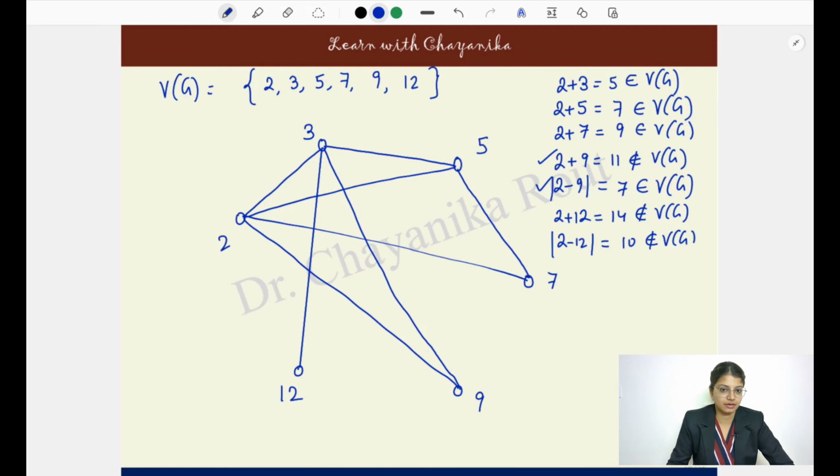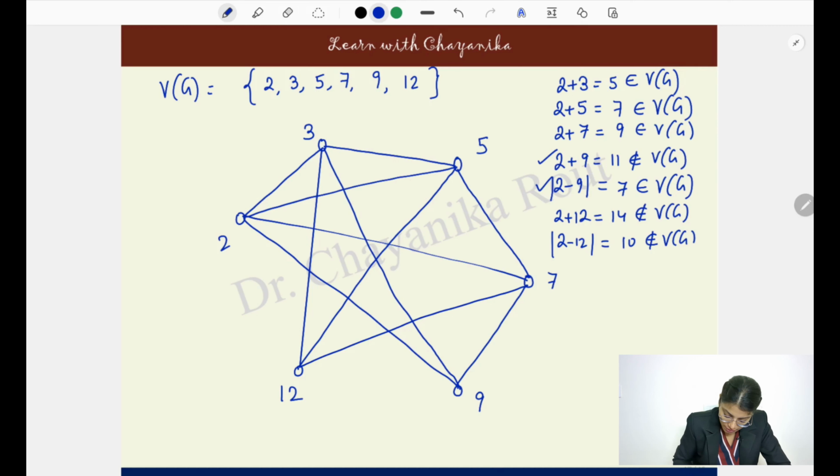Between 5 and 9, the sum is 14, the positive difference is 4, both of them are not the elements of VG, so we don't draw any edge between 5 and 9. Between 5 and 12, the sum is not present in the set, but their positive difference is 7 and it is present in VG, so we draw an edge between 5 and 12. Next, we move our focus to 7. So between 7 and 9, we are not checking for the earlier pairs because they are already checked. So between 7 and 9, positive difference is 2, that is an element here, so we draw an edge. Between 7 and 12, their positive difference is 5, which is an element here, so we draw an edge. Between 9 and 12, the sum does not belong to the vertex set, but their positive difference is 3, which belongs, so we draw an edge between them.